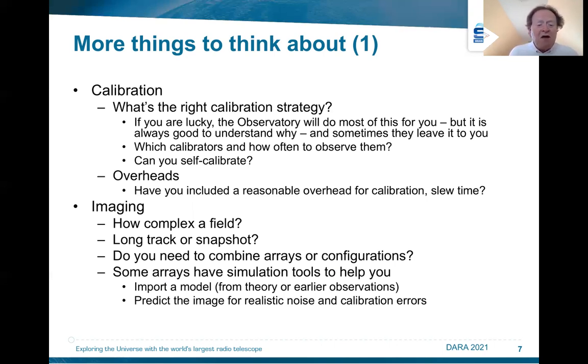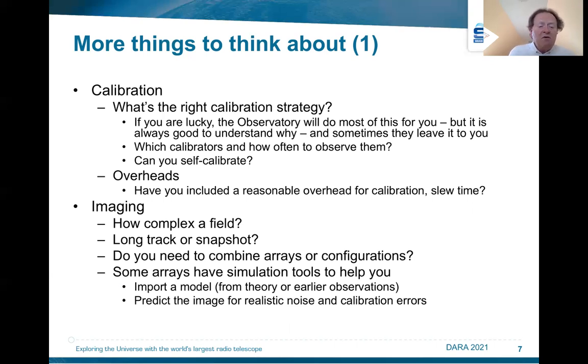And talking about overheads, this is something that people often forget in writing technical justifications. The amount of time that you've calculated with the sensitivity calculator will be the time on your target, but you also need to include the time for calibration and the time needed, if it's appropriate, to slew the telescope between target and calibrator. And so 30% overheads are not unusual in some cases.